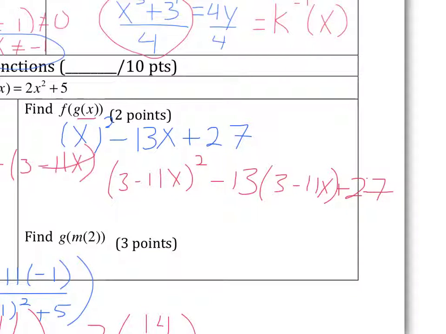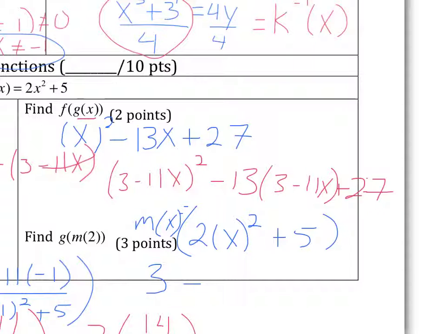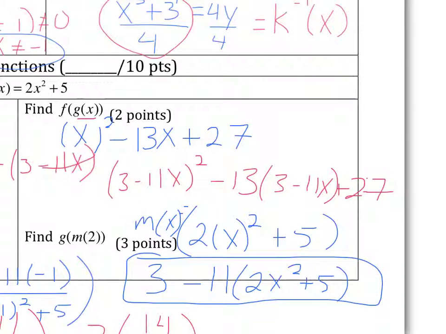Last one on this page, g of m of x. I take g of x, but instead of x, I need m of x, which is 2x squared plus 5. So that's what I'm going to plug in to g of x. So g of m of x is going to be 3 minus 11. Instead of x, I'm going to write 2x squared plus 5. And that's my answer.